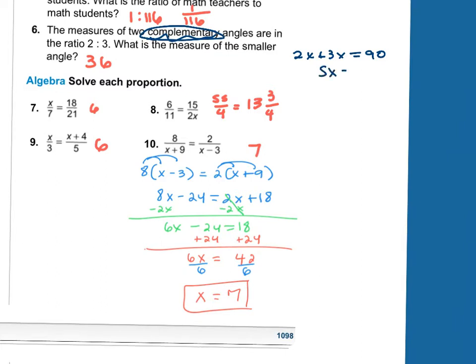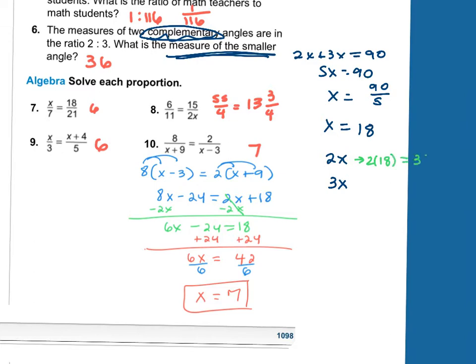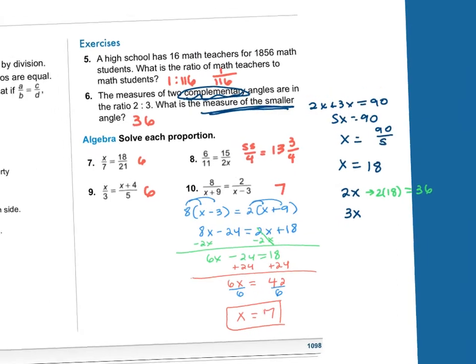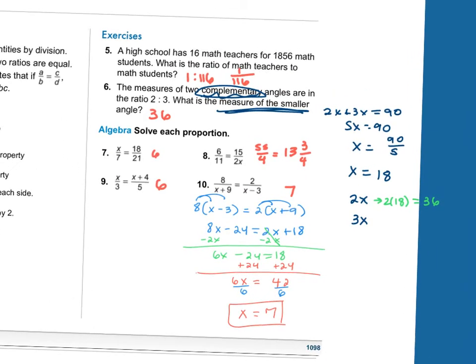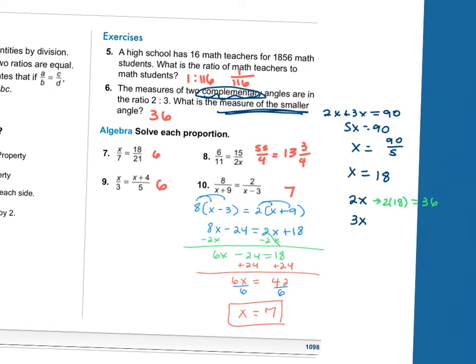So this would be 5x equals 90. And then 90 divided by 5, which is 18. And then it says what's the measure of the smaller angle. So if I had 2 times x or 3 times x, which one's smaller? 2x. So I do 2 times 18, which is 36. Any other questions from this page before I move on? So that was all 7-1.